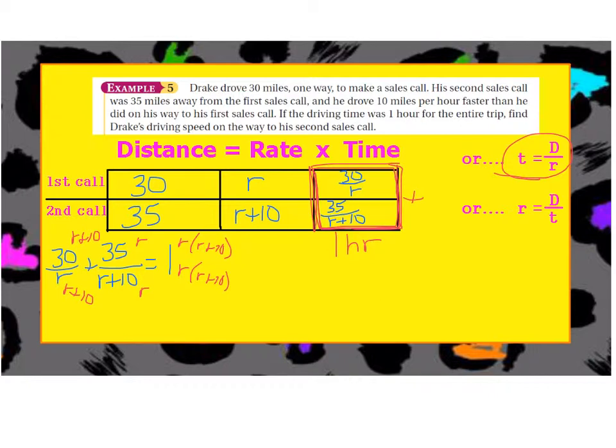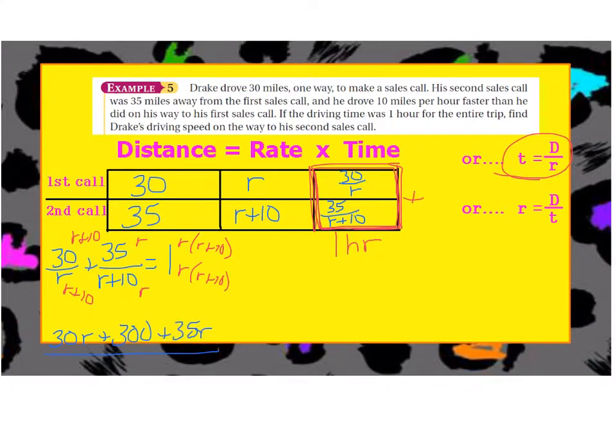Okay, so what we're going to end up with then is, okay, this is kind of a longer one, so I'm going to kind of go down. I apologize. I'm going to be writing over all this pretty font stuff. Okay, so here we go. On the top, I'm going to have a 30r plus 300. I'm just distributing here, taking the 30 times both of those, plus 35r.